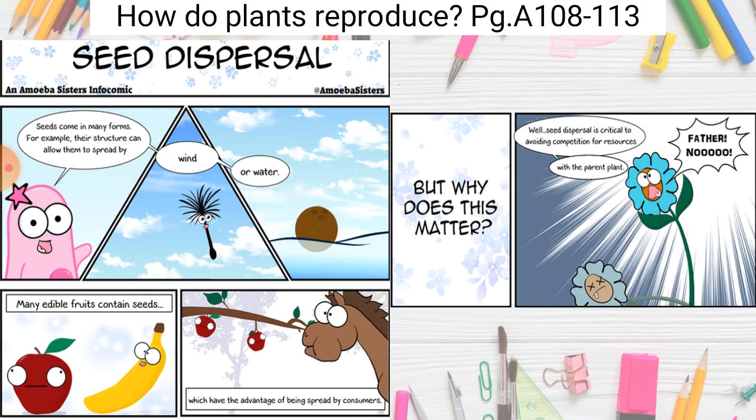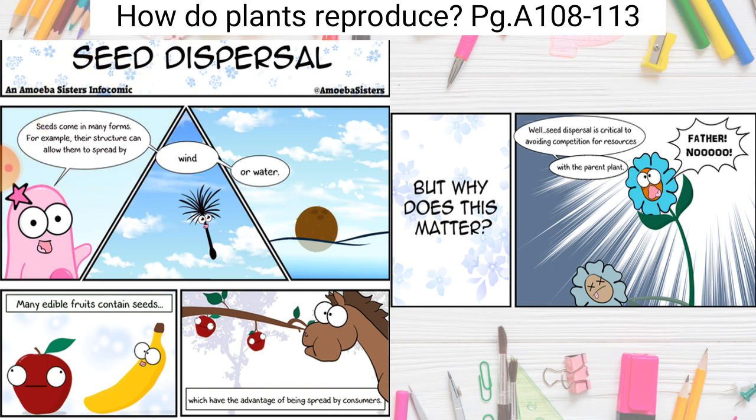Now, let's continue with plant reproduction. How do plants reproduce? Well, we talk about the fertilization and pollination process. However, when the seed is ready, it needs to move. This is called seed dispersal. Our little friend here, the amoeba, will explain it to us.